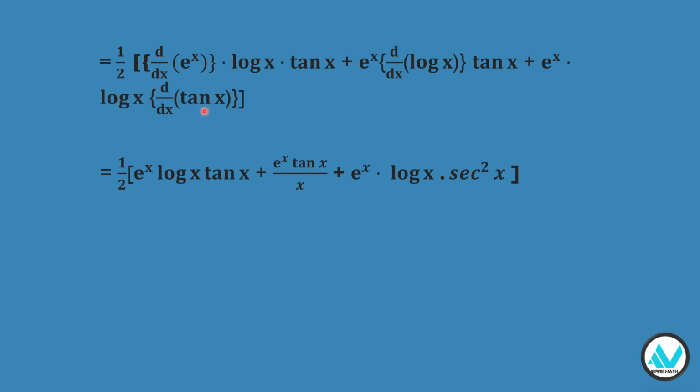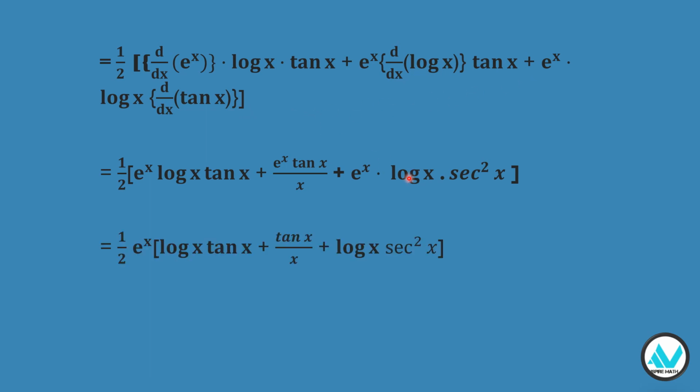Now let me differentiate. So let me write this half, and d by dx of e power x is nothing but e power x. When I differentiate e power x, I get back e power x. So e power x into log x into tan x. Now when I differentiate log x, I get 1 by x. So e power x into tan x by x. So when I differentiate tan x, I get secant square x. So e power x into log x into secant square x.